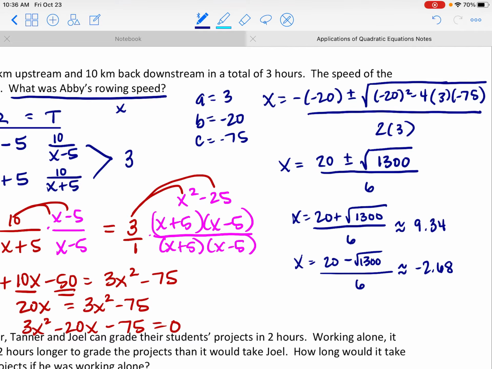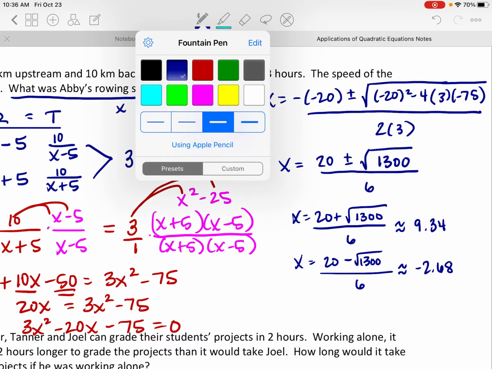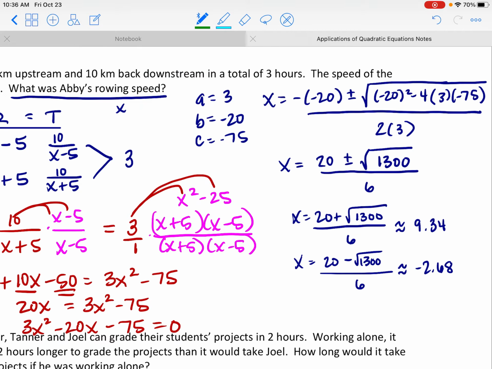So I have to eliminate one of those. Obviously, I'm going to eliminate the negative. She's not going to have a negative speed. And so that means Abby is traveling at about 9.34 kilometers per hour. So she's going about 9.34 kilometers per hour. Super fun.